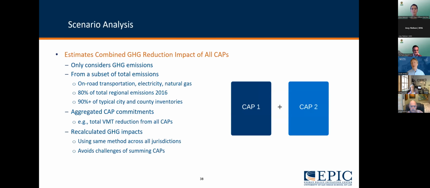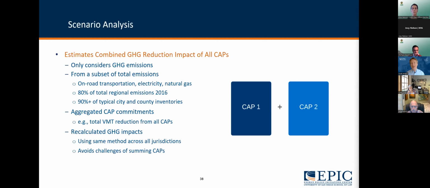While the review of climate action plans that I presented previously compares across CAPs, the scenario analysis is intended to estimate the combined greenhouse gas impacts from all climate action plan commitments. As I mentioned earlier, it's problematic to add up all the greenhouse gas values in climate action plans because differences exist in data and methods used, target years, and assumptions about state and federal methods. So we developed a method to estimate the combined greenhouse gas impacts that avoided this challenge.